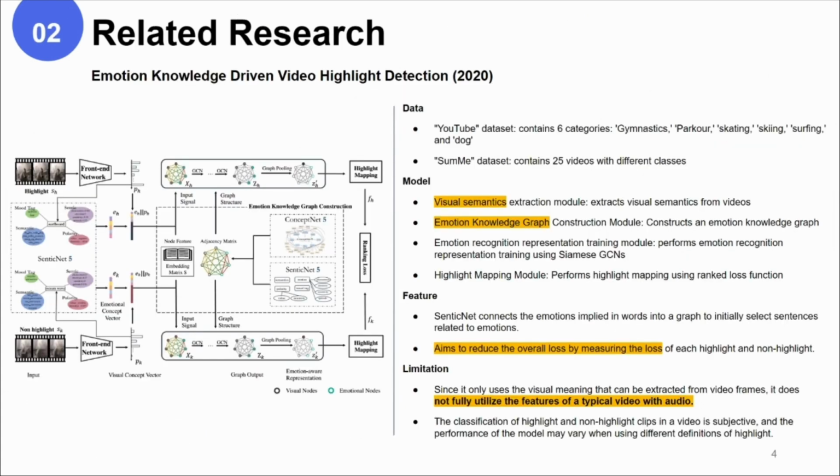This first related research extracts visual semantic features from YouTube videos and associates the implied emotional words with an emotion knowledge graph. However, the downside of this study is that it doesn't use audio. It relies only on visuals.